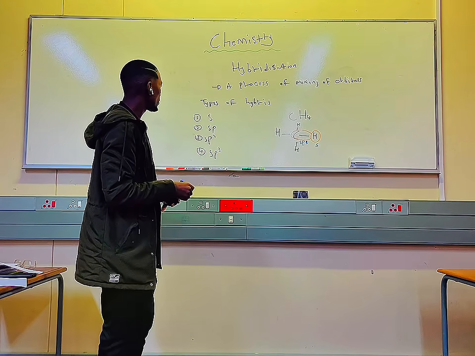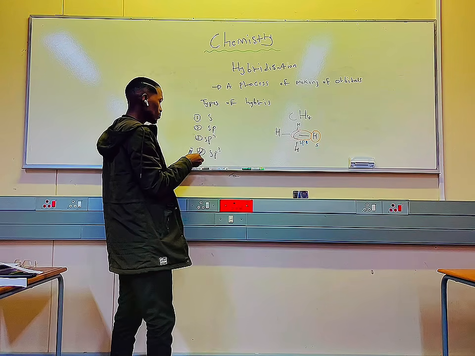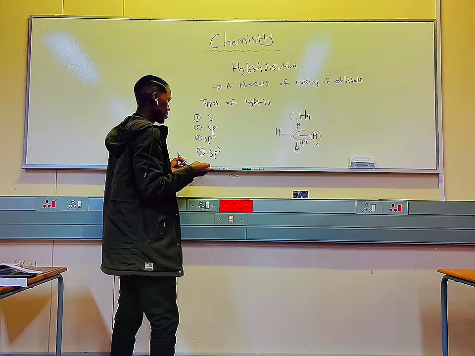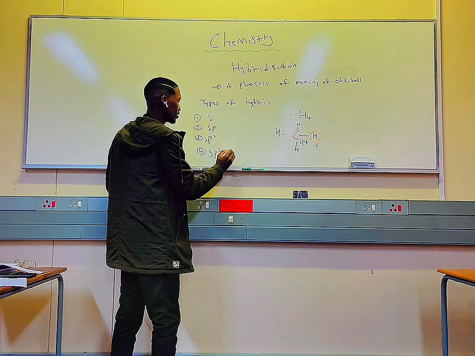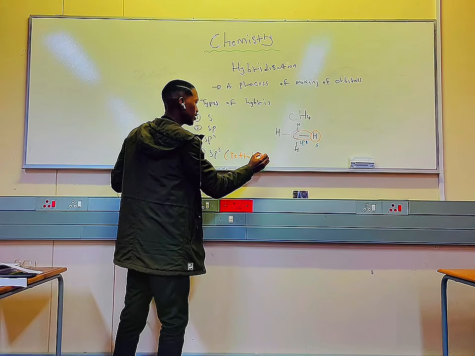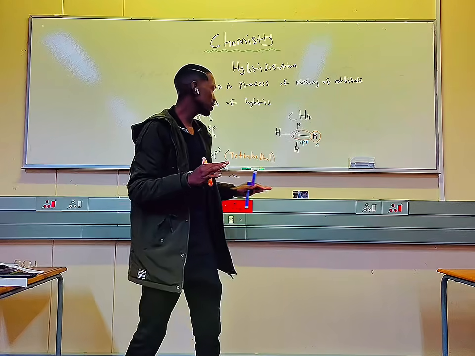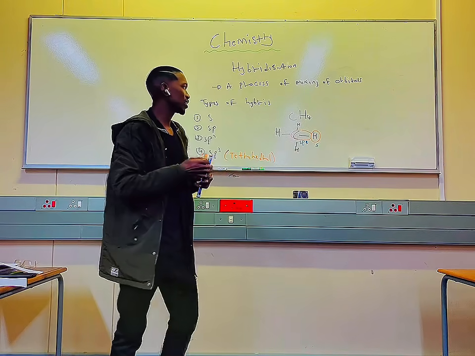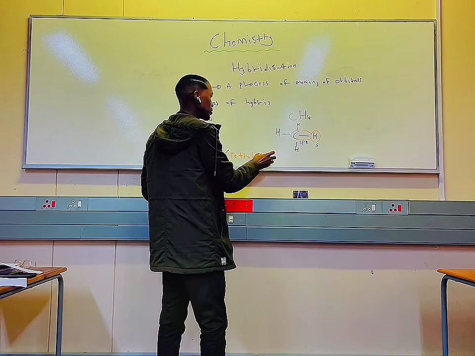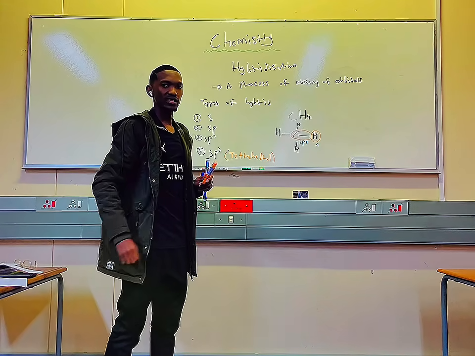Now this is very important, guys. For sp3, we have a tetrahedral shape, a molecular geometry which has 4 bonds. Look, this carbon has 1, 2, 3, 4, meaning we have 4 bonds. When you have 4 bonds, we have sp3 hybridization.